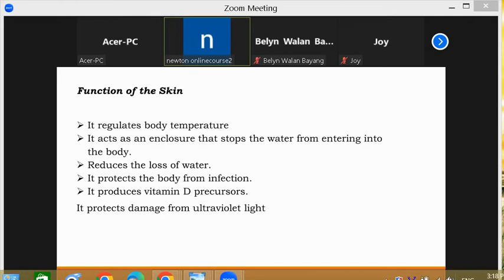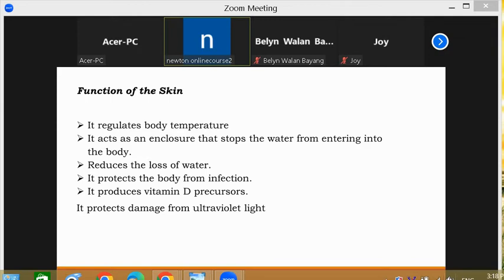So what is the function of the skin? The main function is to regulate the body temperature. It acts as an enclosure that stops water from entering into the body. We know that, so no water will go inside our body. Inside our body we also have water, so the skin also prevents the loss of water. Okay, it protects the body from infection. So if any bacteria or anything comes to our body, the skin will protect against that. And it is also very important for vitamin D production.